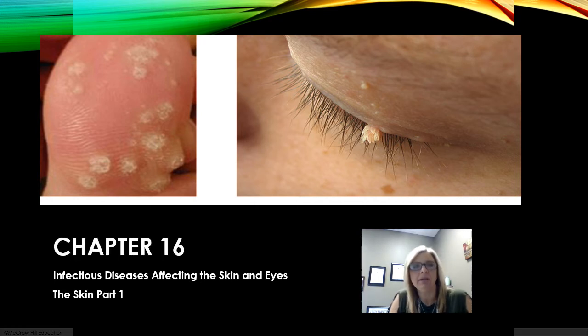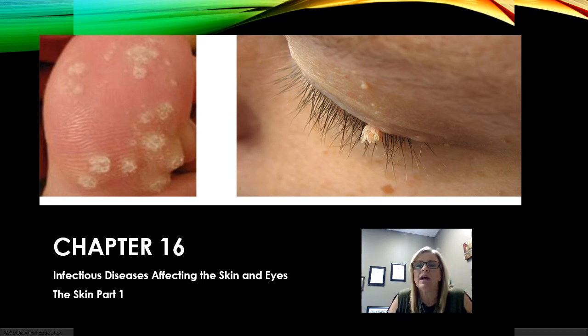So we're going to start looking now at all the different systems, our body systems, what is normal microbiota for that particular system, and then what diseases, what microbes can affect those particular systems, or what they generally affect. So the skin, or the integumentary system, and the eyes are what we're going to be looking at first.